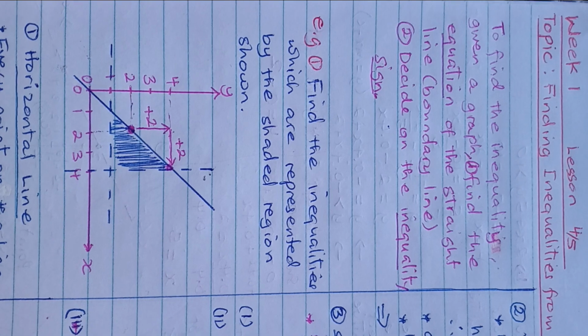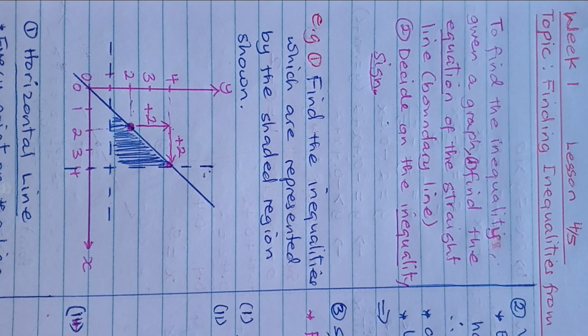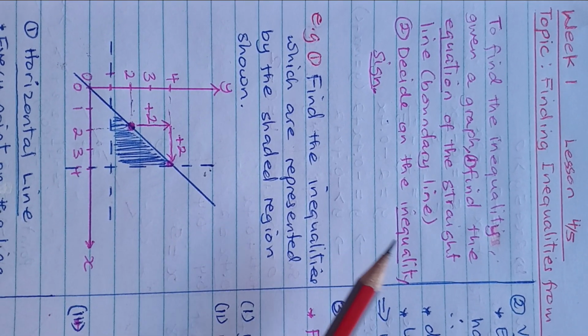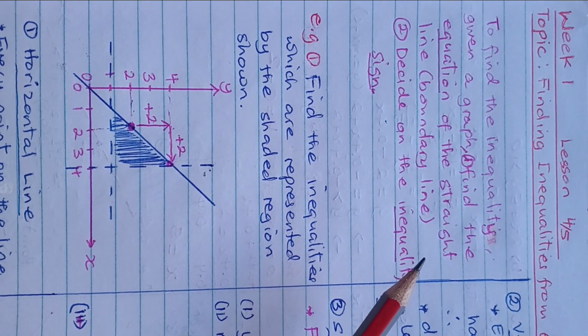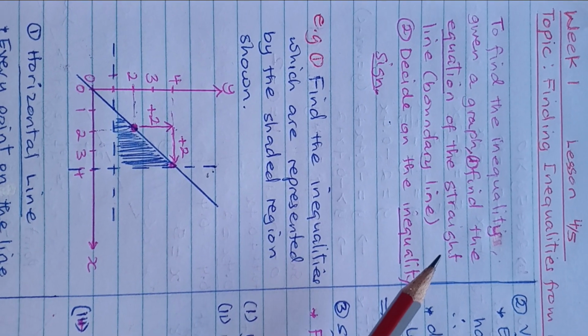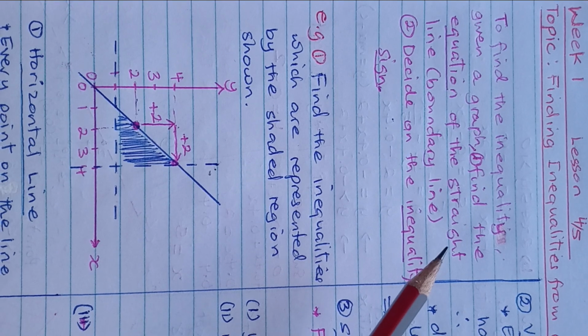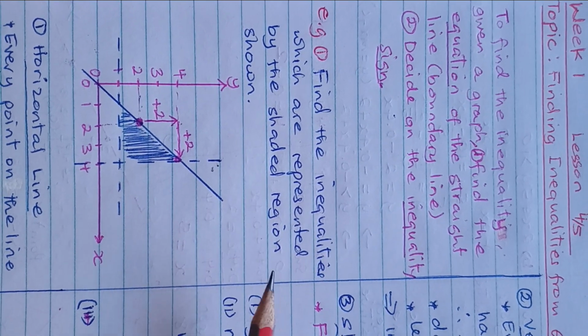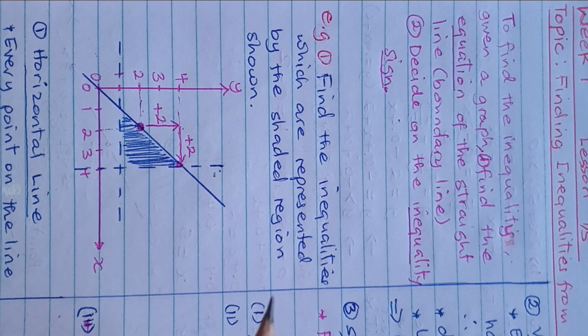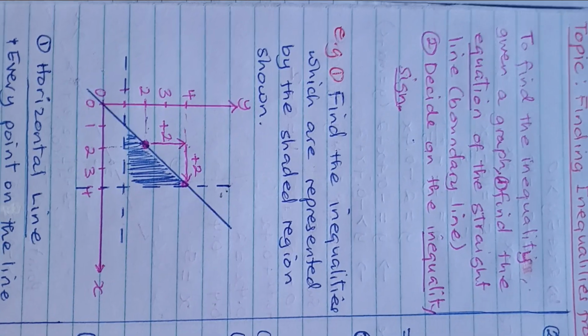So to find the inequalities given a graph, first you find the equation of the straight line or the boundary line. Then you decide on the inequality sign to complete your inequality. Let's look at the example.